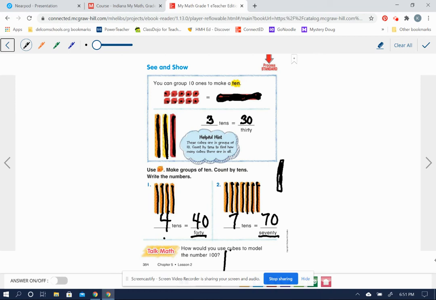And how many sticks do you think we need in 100? Let's just count by tens and see. 10, 20, 30, 40, 50, 60, 70, 80, 90, 100. So now let's see how many tens that is. 1, 2, 3, 4, 5, 6, 7, 8, 9, 10. 10 sticks of 10 would represent the number 100. Very good.